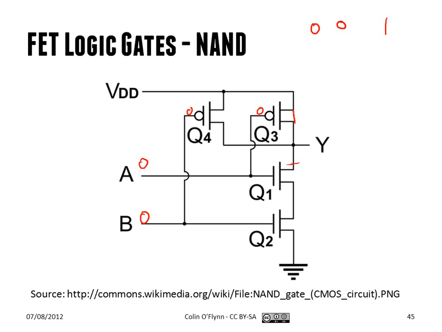In the same way, you can basically see that if either of these is 0, because these two are in parallel, one of these switches will be closed, resulting in the output being high. So as long as one of these is 0, the output's high. Finally, when both of these are 1, we can see that these two switches will be disconnected, so you can say it's open. And both these switches will be closed, so it's finally driving the output to 0. So you can look back at the truth table and see, well, this functions as a NAND gate.